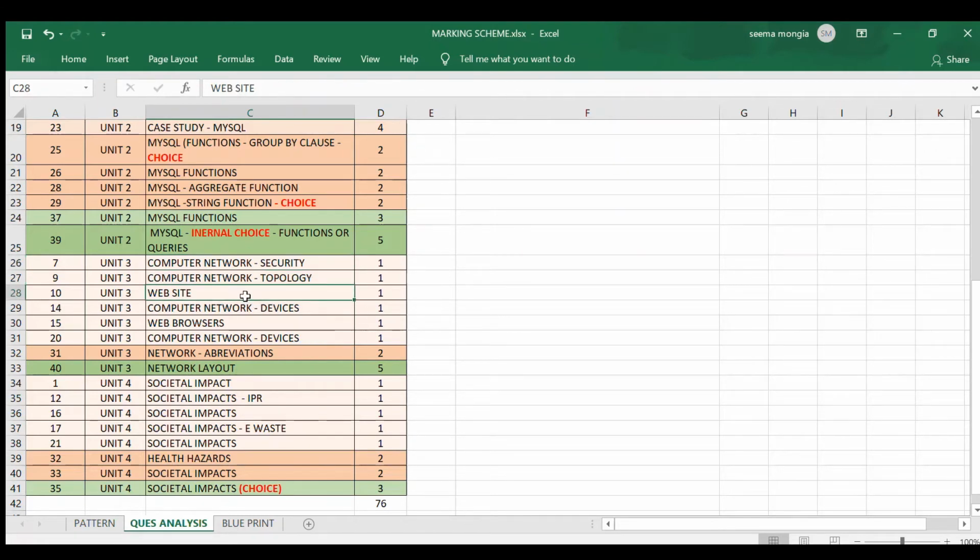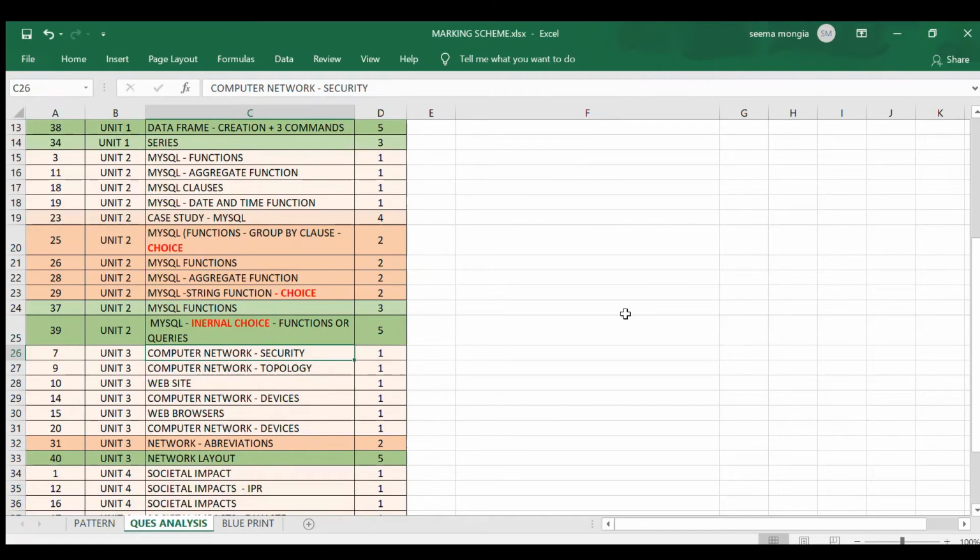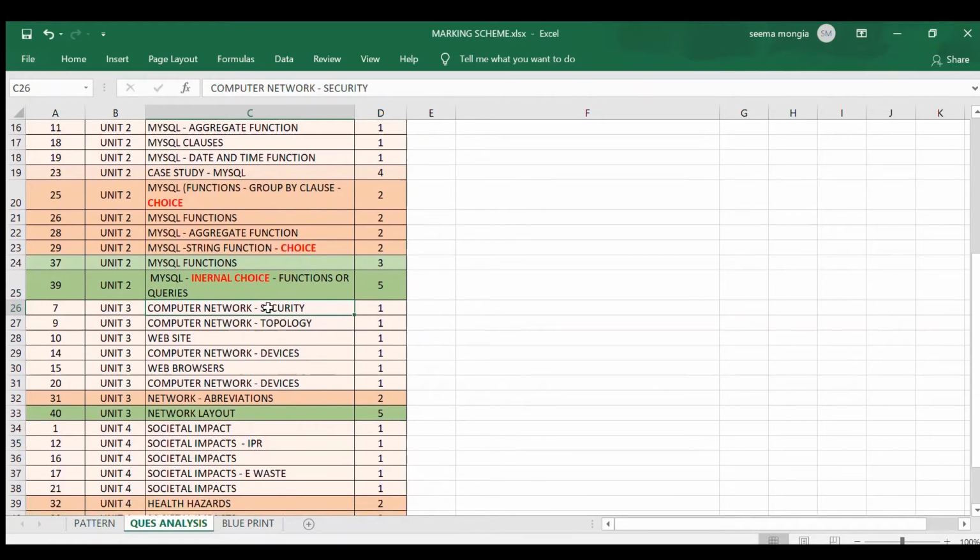at least 1 question of one website, at least 1 question related to web browsers, at least some question related to devices, at least 1 question related to topology, at least 1 question related to security. But yes, there are many other small topics also covered in your computer network. So assuming that this 1 marker portion is very flexible, accordingly this Unit 3 will be covered.